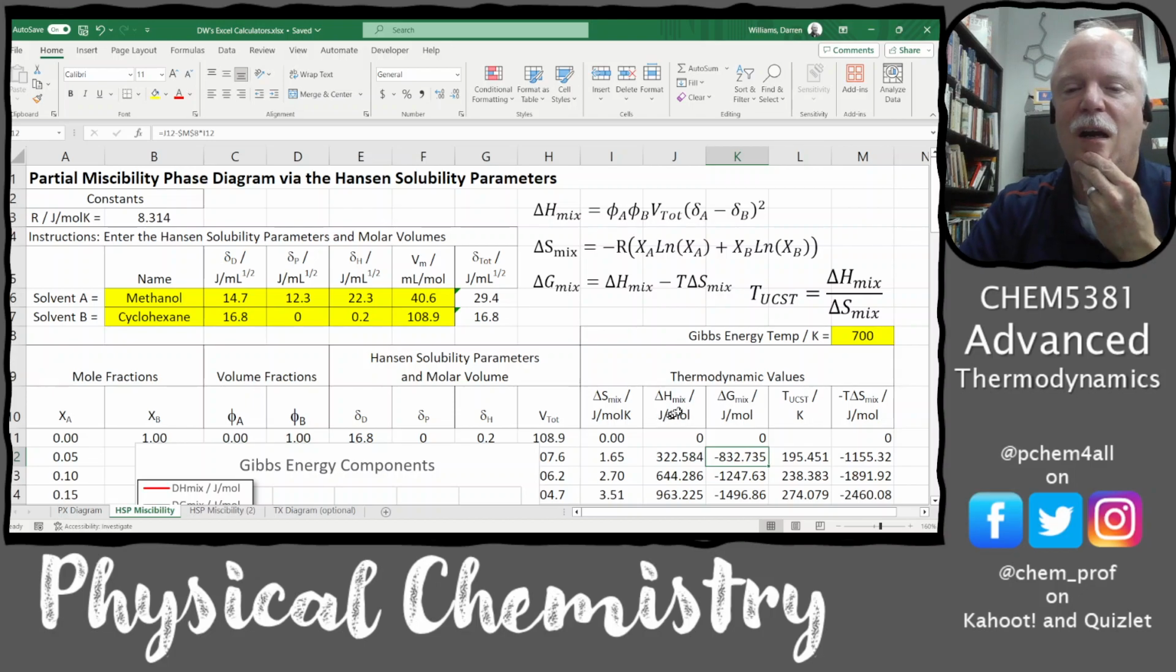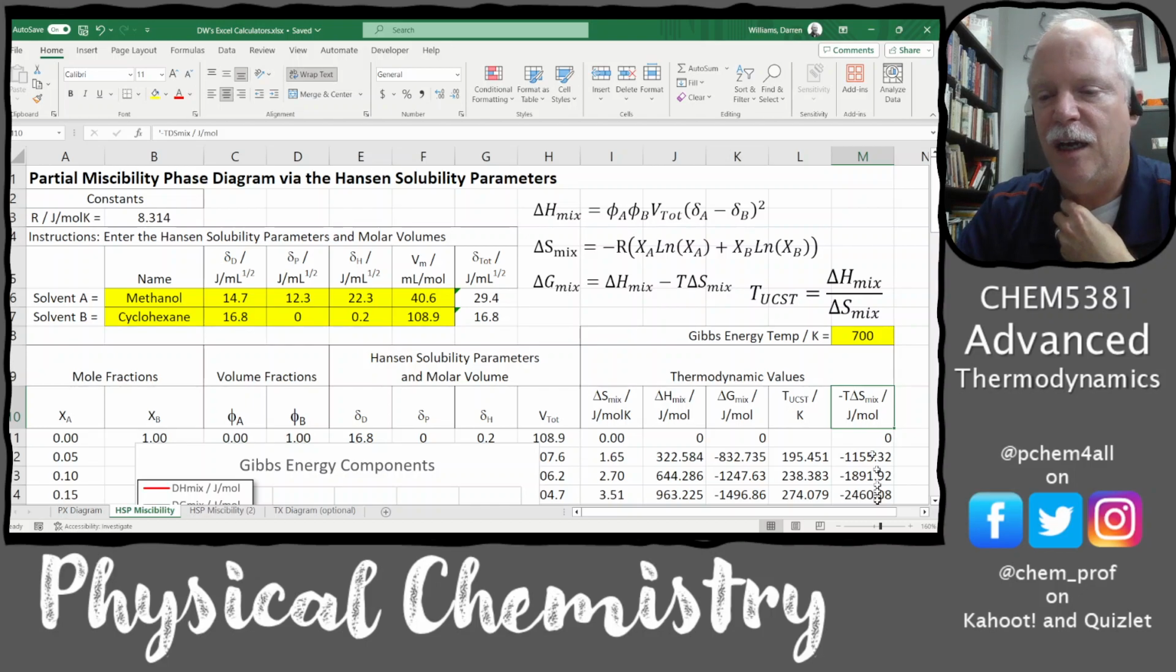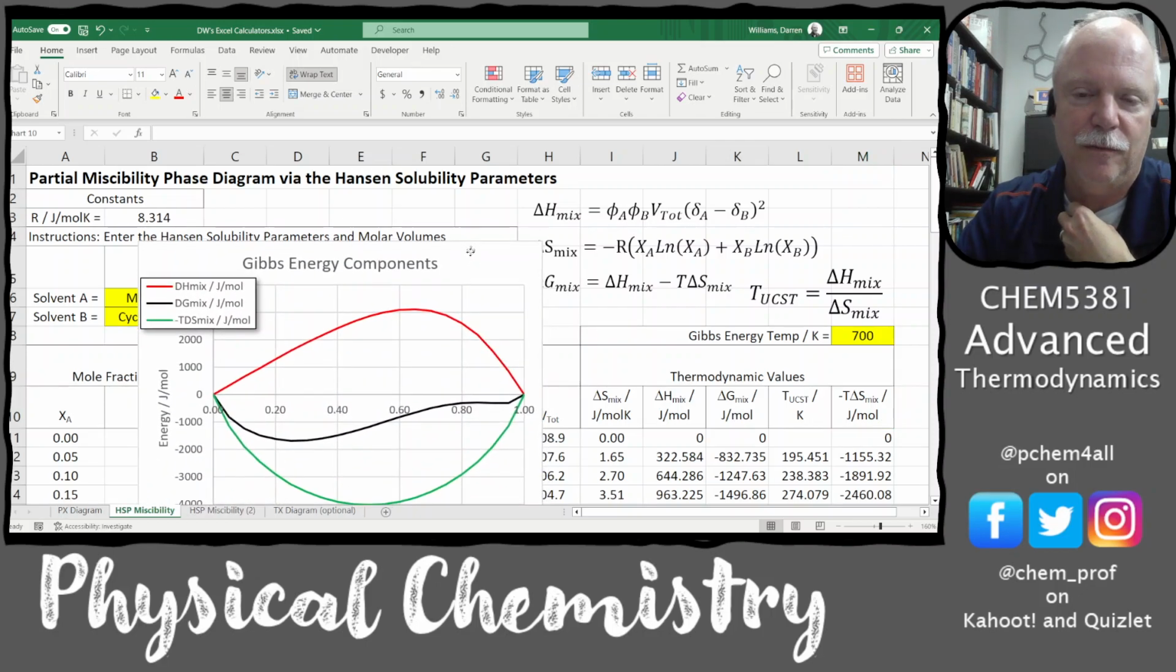Now, I'd like to compare the entropy and the enthalpy term, but I really need to compare the entropy term after it's multiplied by T. And so that's what I have over here. I have the T delta S piece. And so I wanted to plot the T delta S piece and the H piece and the Gibbs piece. So that's what this plot is right here.